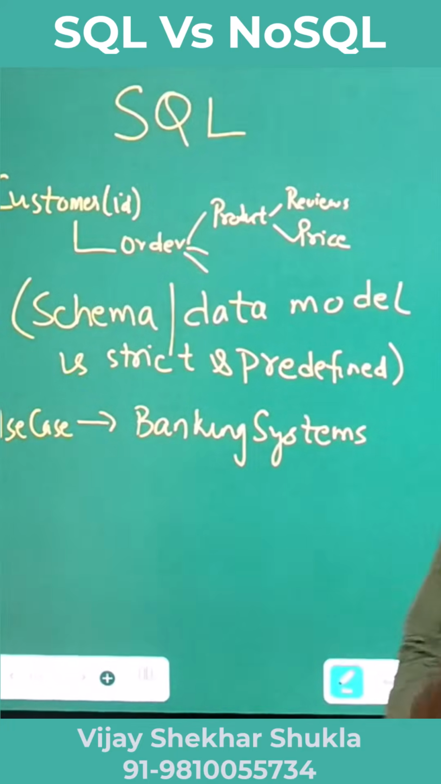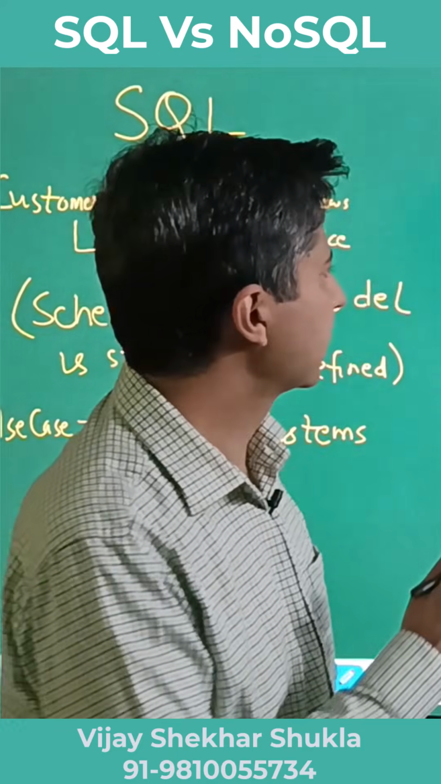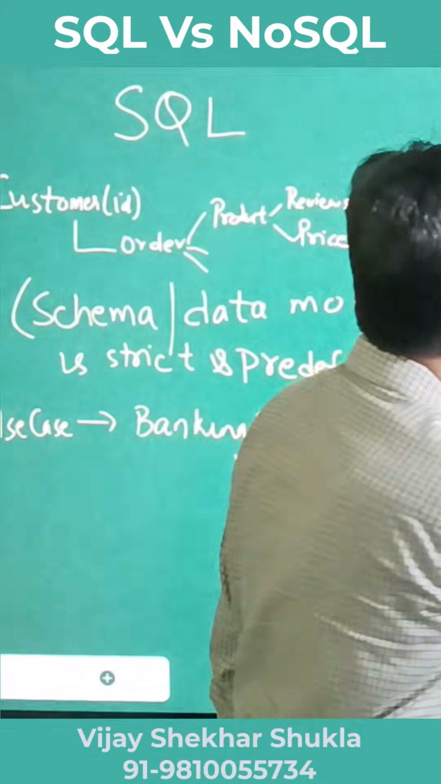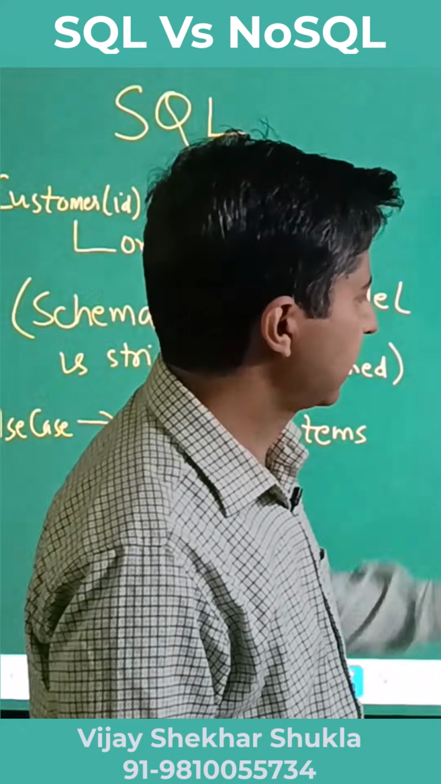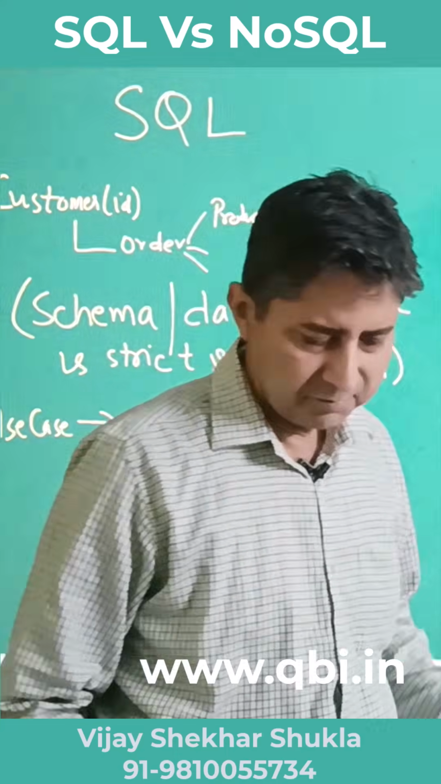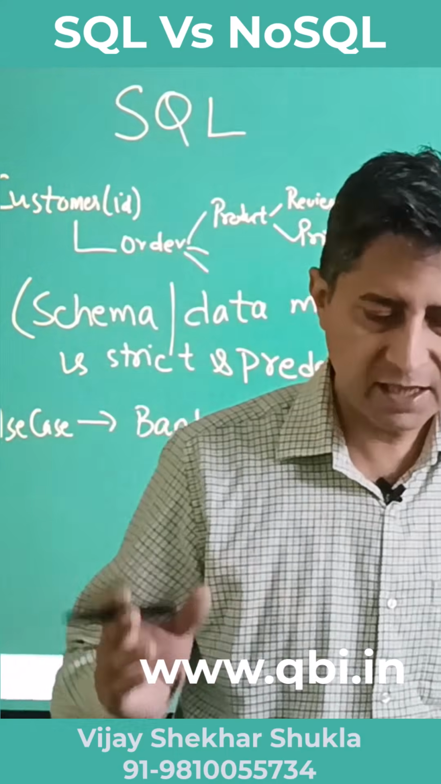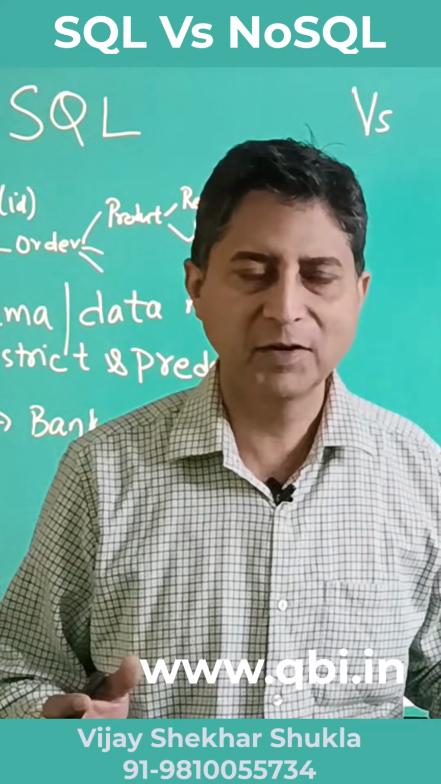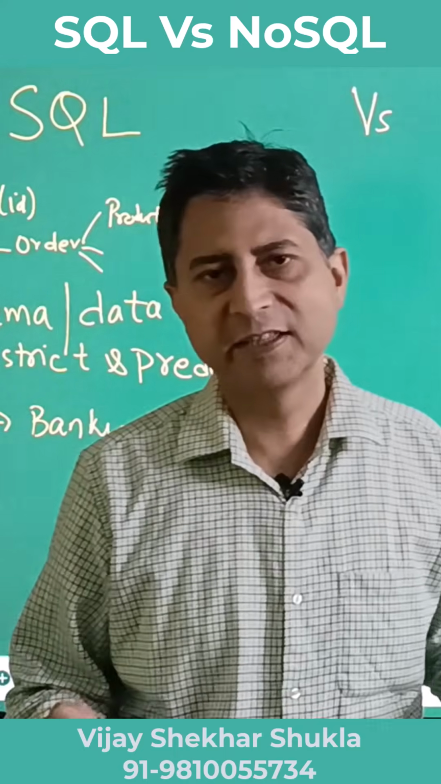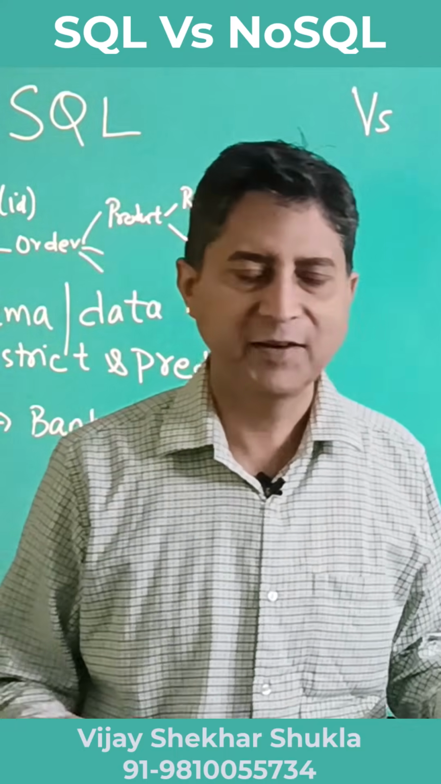NoSQL is where the schema or data model is not defined and is highly flexible. Examples are social sites and photo sharing platforms. Sometimes, even within the same application, we may have to accommodate both data models, one which is predefined and one which is flexible and gets defined on the go.